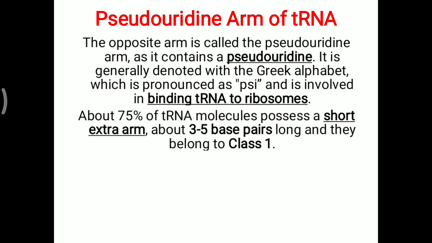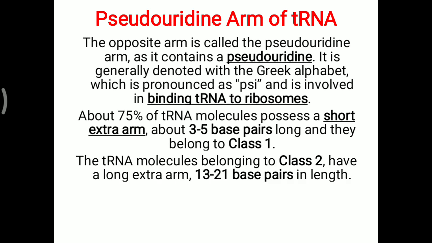About 75% of tRNA molecules possess a short extra arm. Apart from the pseudouridine arm, near to that there is one more short extra arm, about 3 to 5 base pairs long, and they belong to class 1 if it contains 3 to 5 base pairs. But tRNA molecules belonging to class 2 have a long extra arm that is 13 to 20 base pairs in length. So that is the difference between short and long. According to the short and long extra arm, class 1 and class 2 types of tRNA are denoted.